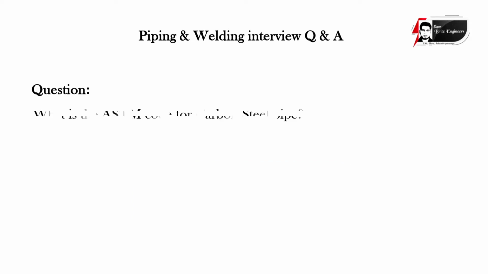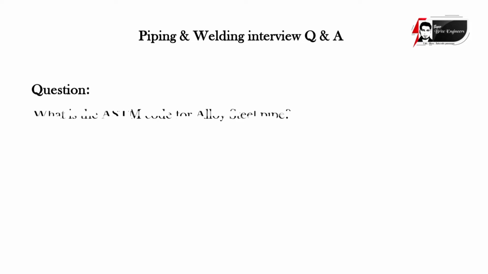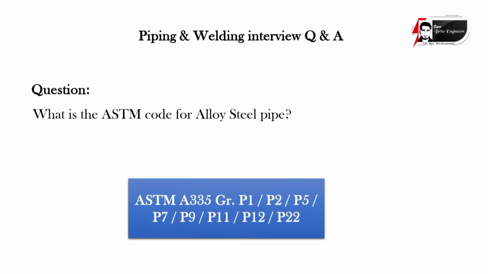What is the ASTM code for carbon steel pipe? ASTM A53 grade A and B, ASTM A106 grade A, grade B, grade C, and ASTM A333 grade 1 and grade 6. What is the ASTM code for alloy steel pipes? ASTM A335 grade pipe P1, P2, P5, P7, P9, P11, P12, P22.